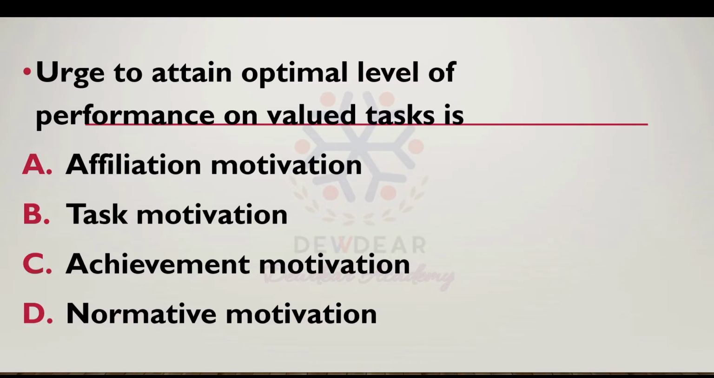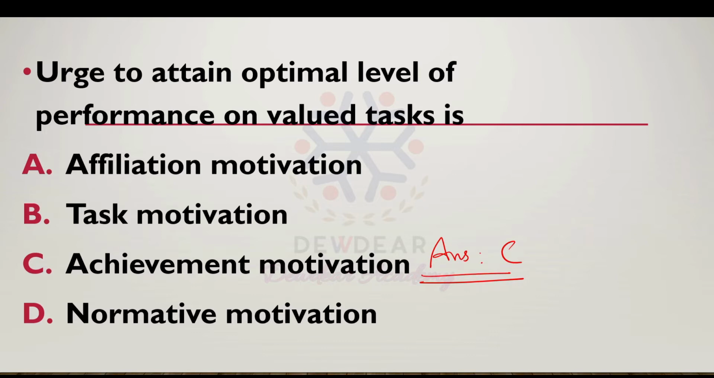Then the next question: the urge to attain the optimal level of performance on a valued task is. Options: affiliation motivation, task motivation, achievement motivation, normative motivation. Here the answer is option C, achievement motivation.